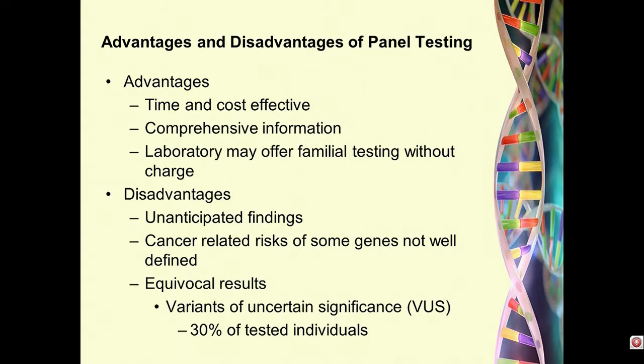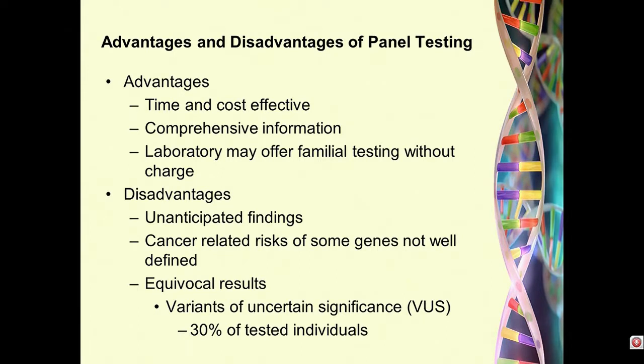And some laboratories are actually offering familial testing to family members without any charge. So if we find a mutation for a patient, the patient's first-degree family members, which are her children, her siblings, and her parents, are at 50% risk. And some laboratories will actually offer testing for that mutation to family members free of charge.